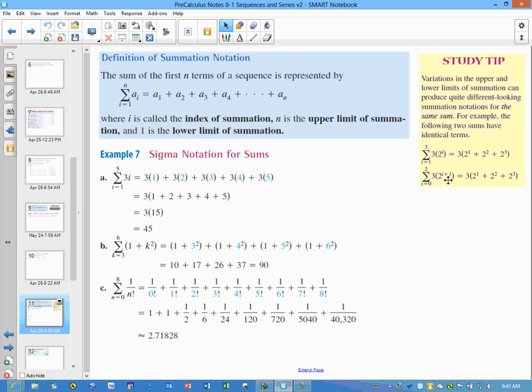And here, if you start with 0, then 0 plus 1 is 1. Here, if you start with 1, then i is just 1. So they have the same first term, and they're going to have the same number of terms, and each term is going to be the same. So just be aware that when you're writing the summation yourself, you can write it in more than one way.